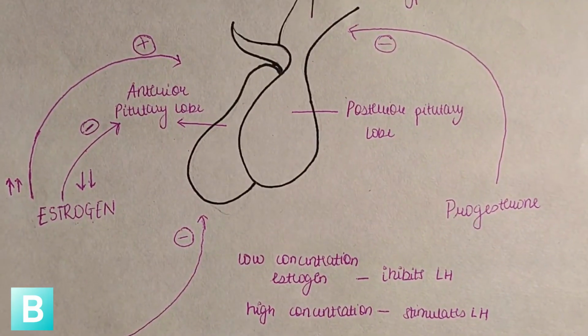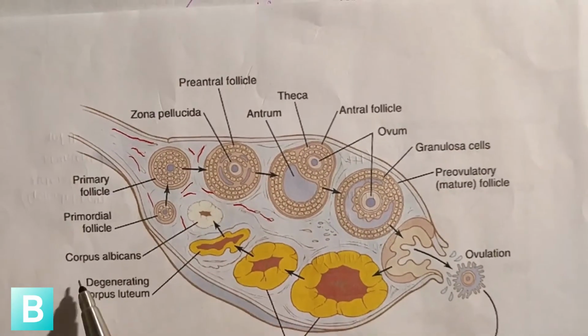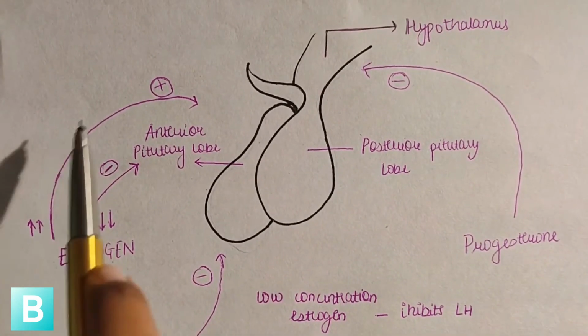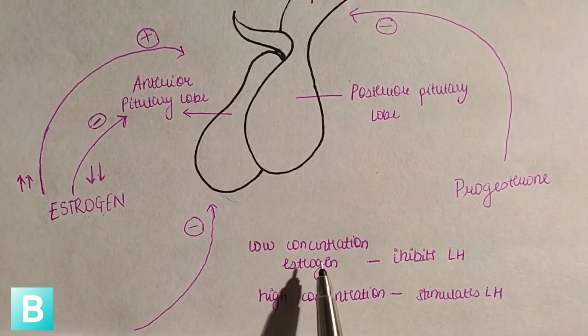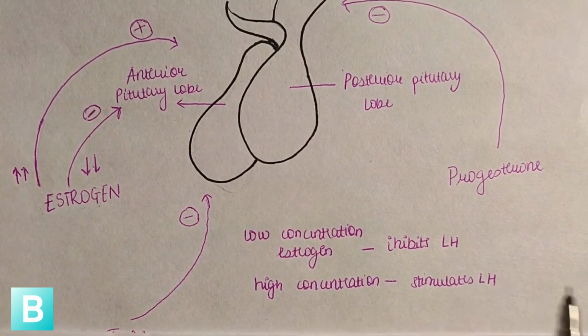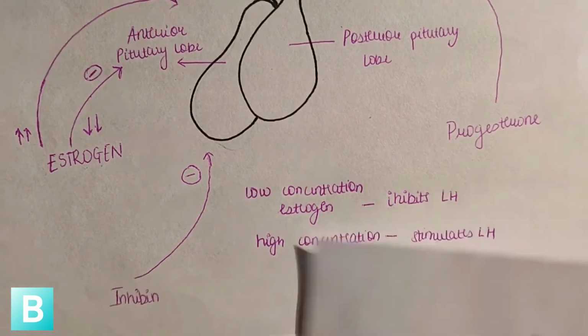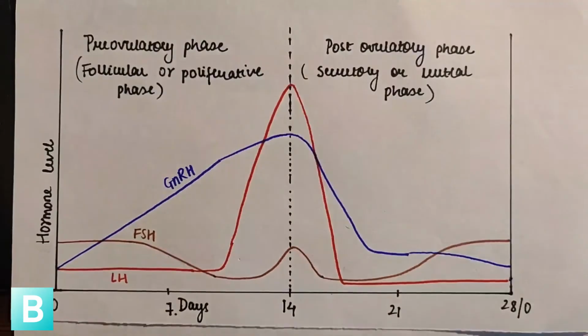But what happens after the 10 days? The estrogen levels will continue to rise as the follicles continue to mature, and as the number of follicles continue to mature, the estrogen produces a positive feedback on the pituitary. And we know that low concentration of estrogen inhibits LH, whereas the high concentration stimulates LH. And now, because of this concentration of LH, we can see a massive spike in the LH.